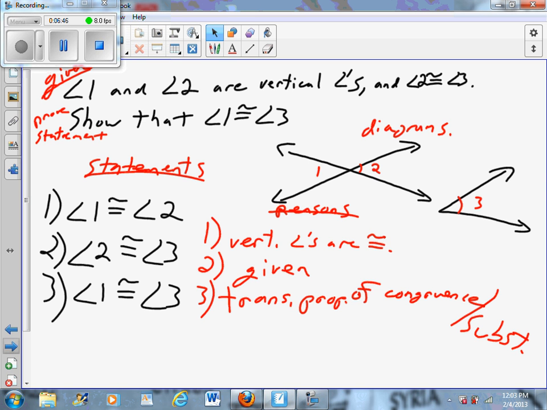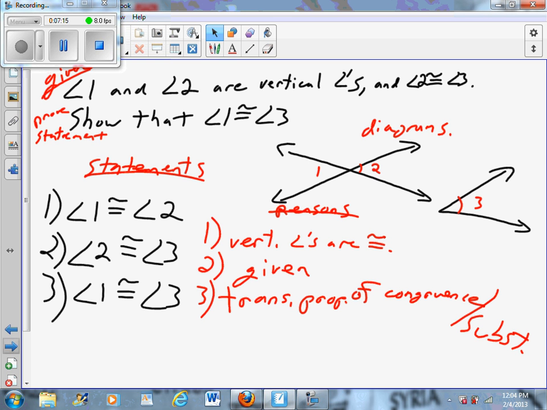Now, we also know that by definition, angle 1 and angle 2 are vertical angles, and we're told that information in the given part of the statement, but we also know by definition that vertical angles are congruent, right? So can you see at least intuitively how we can show that angle 1 and angle 3 are congruent? You should be able to see that.